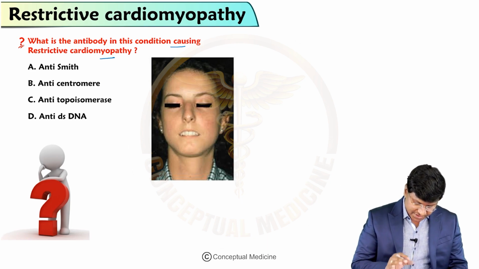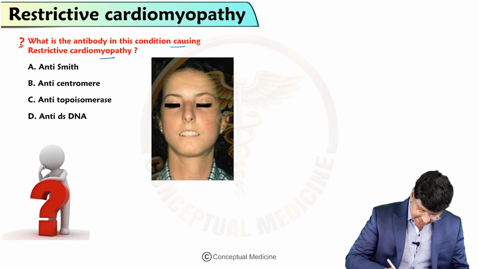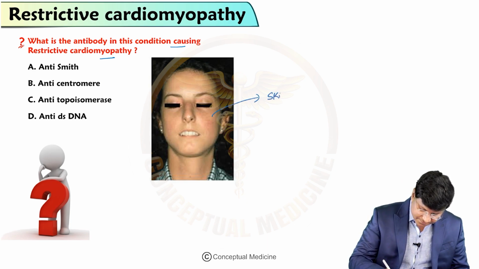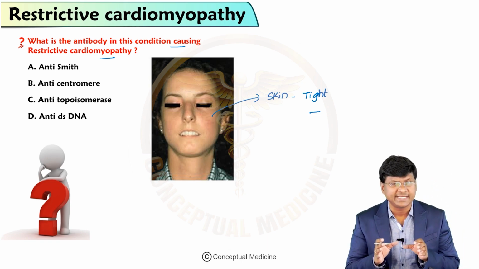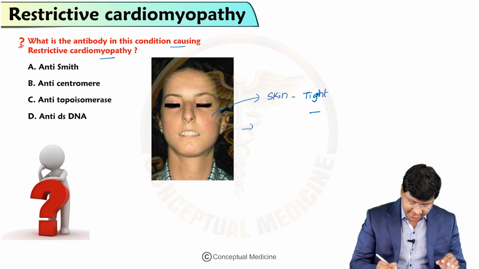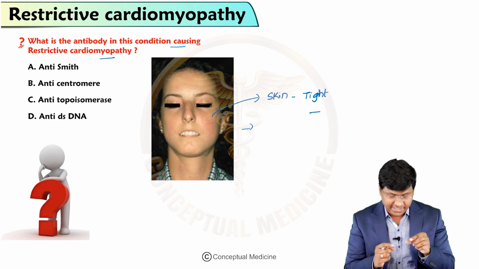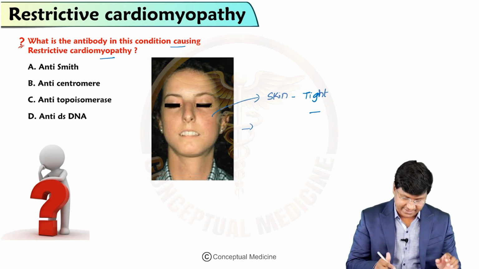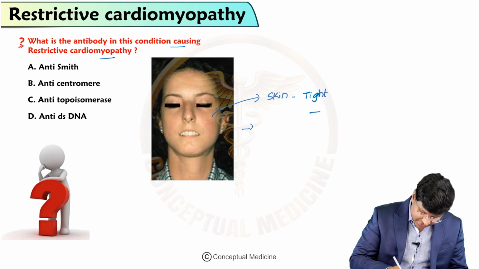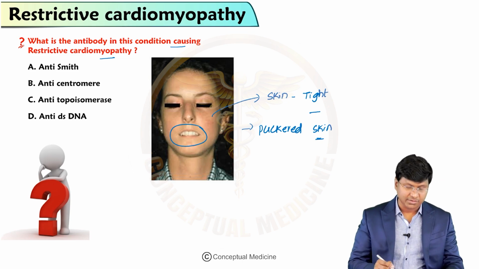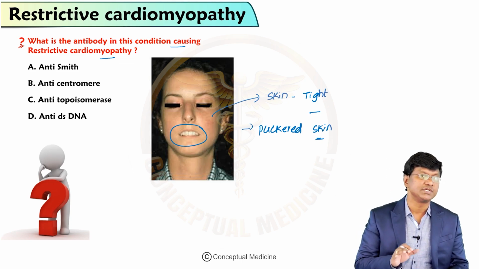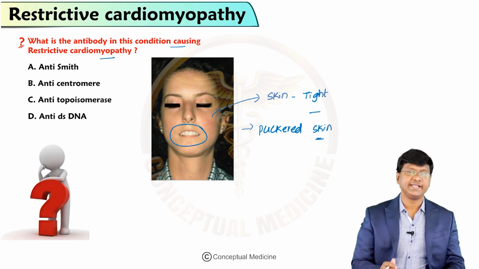So now if you observe this female, the skin over the face is completely tight, and even if you see the mouth, it is like microstomia. The individual is unable to open the mouth completely, and you can observe a puckered skin. This facial appearance or skin appearance will be there in patients with scleroderma.